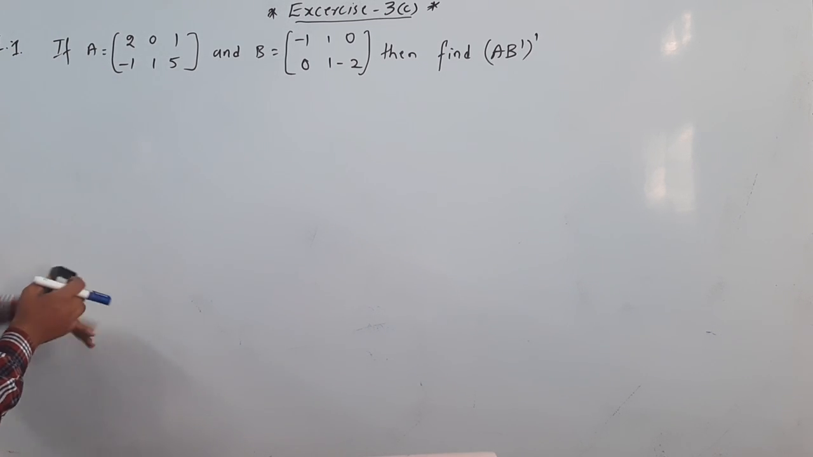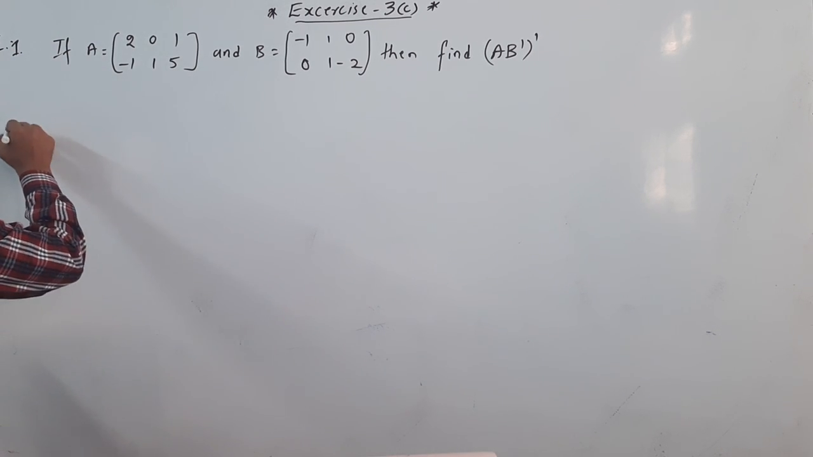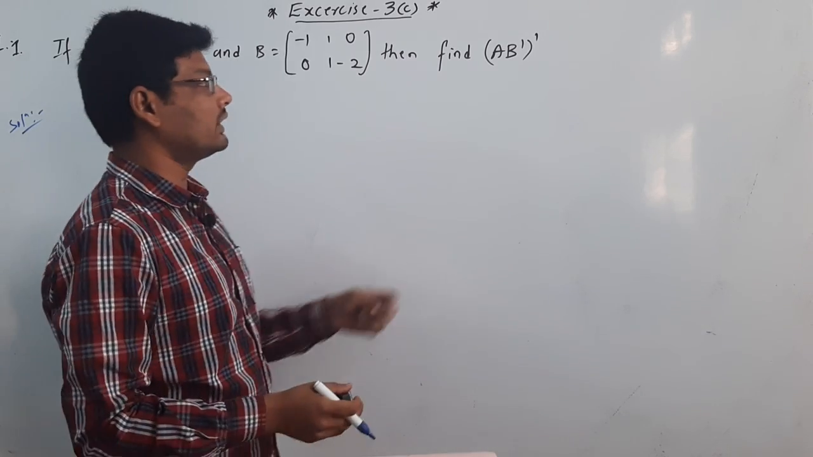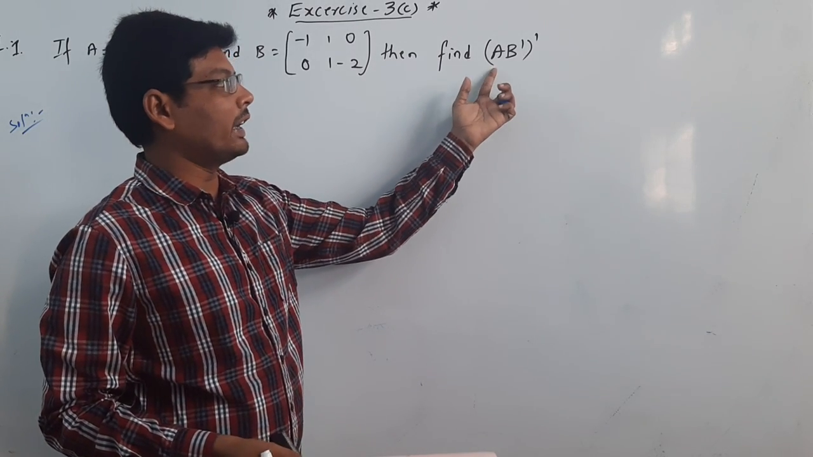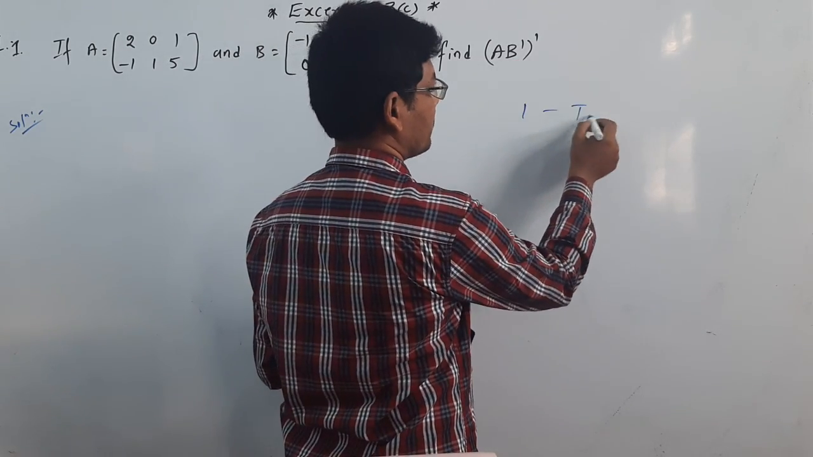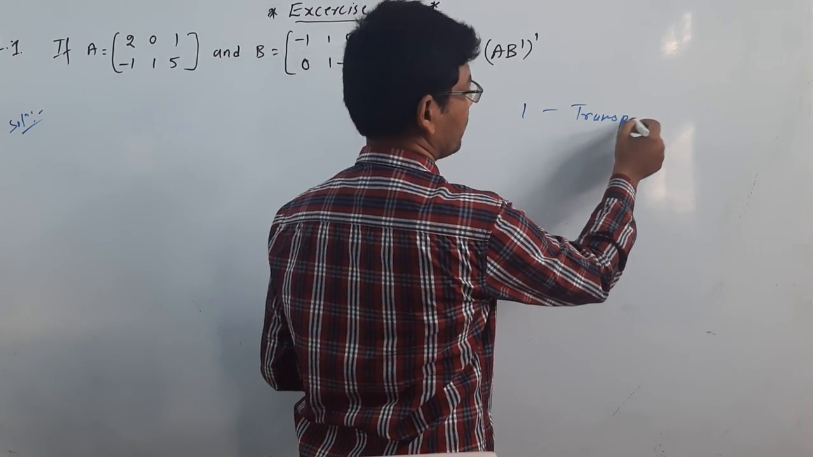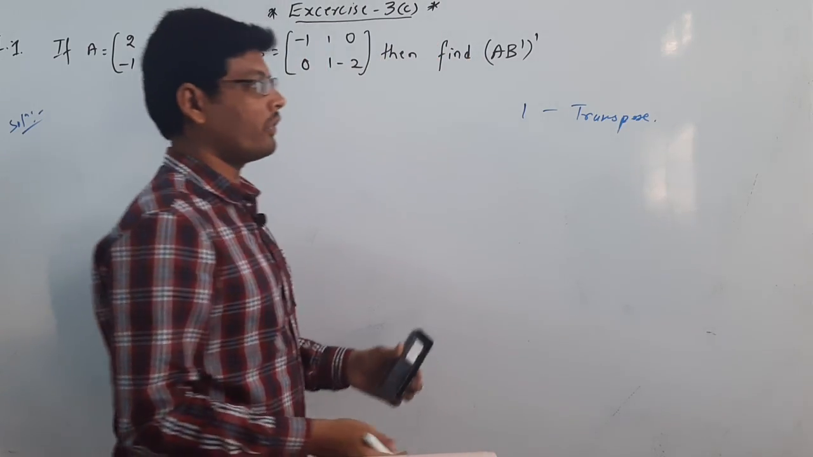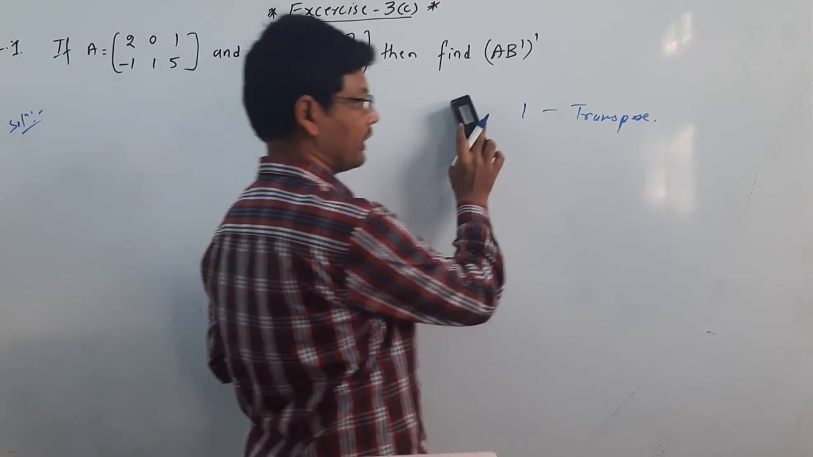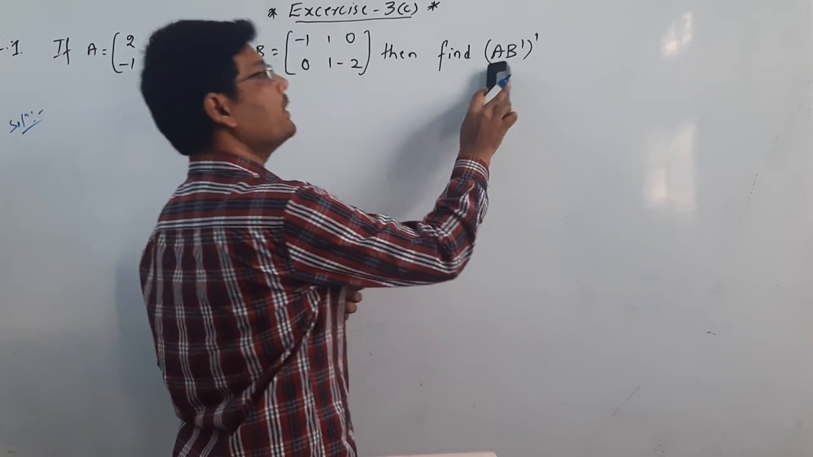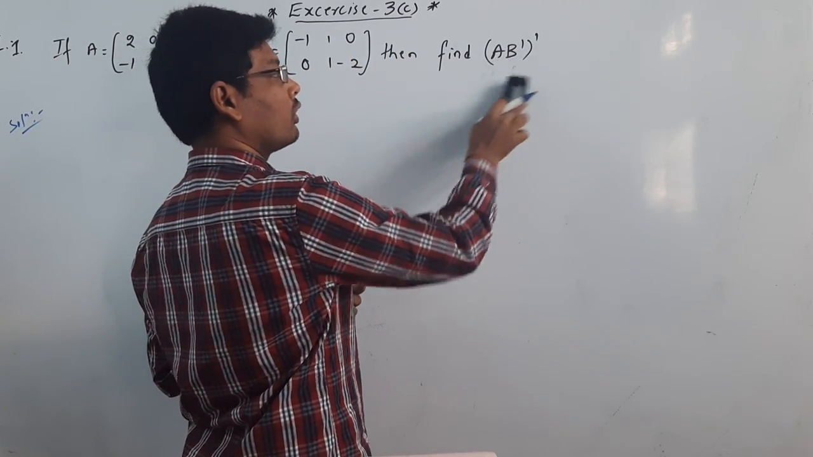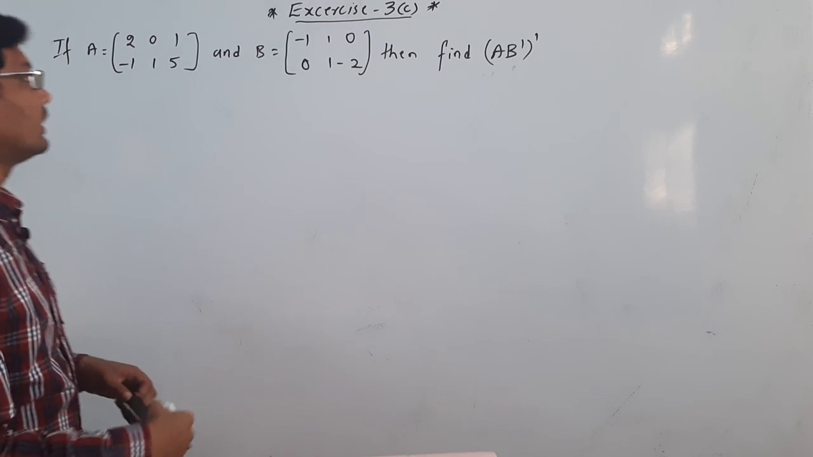If A is given, that is a matrix of 2 by 3, and B is also given 2 by 3, then he is asking to find (A B transpose) whole transpose. Transpose is nothing but the rows and columns of a matrix are interchanged, that is the concept of transpose here. (A into B transpose) whole transpose, this is the question here.